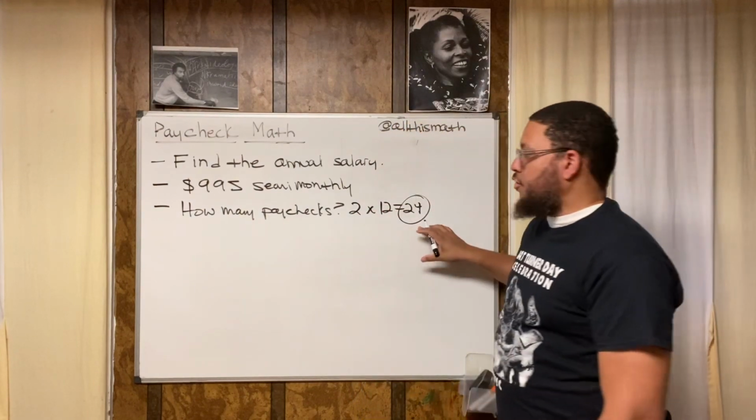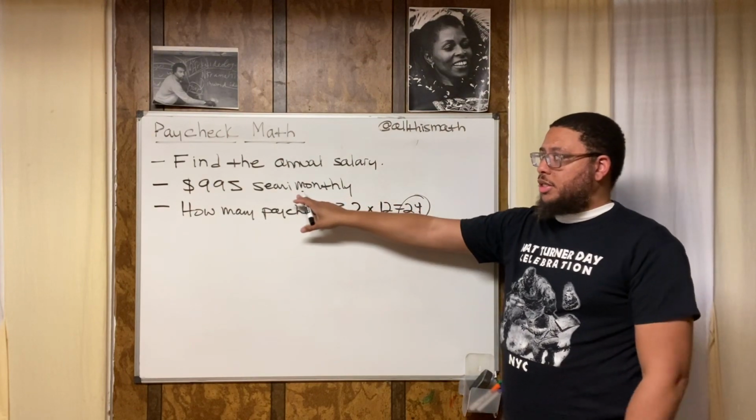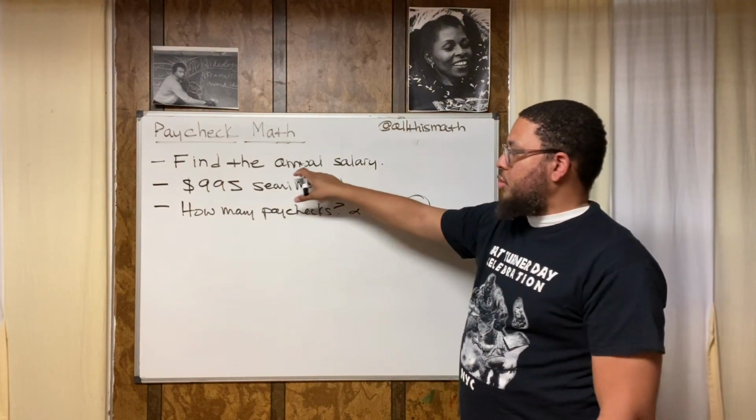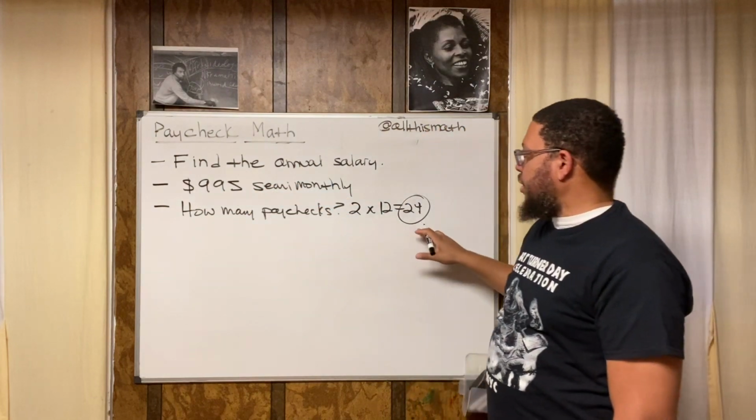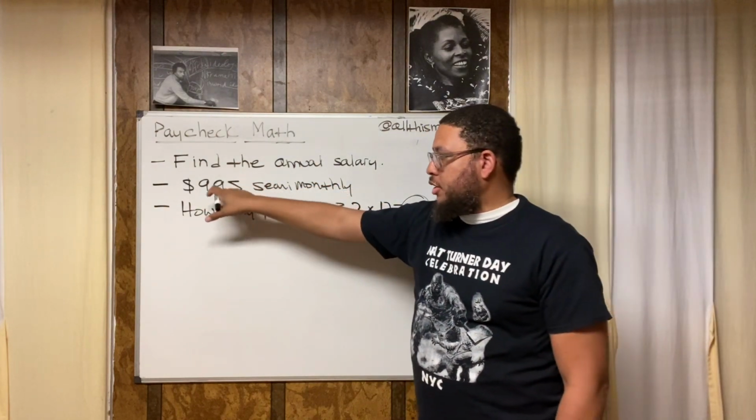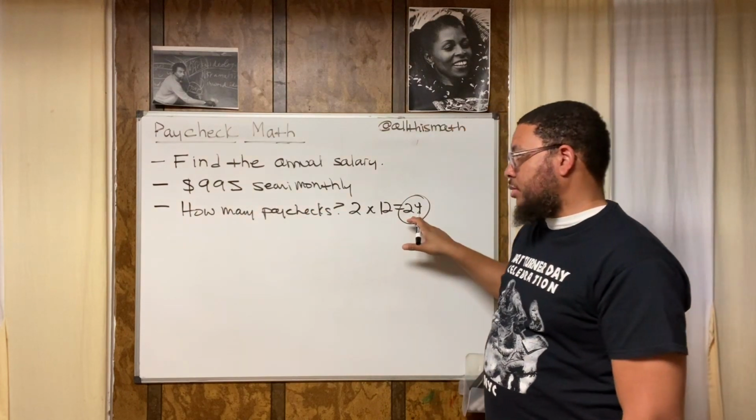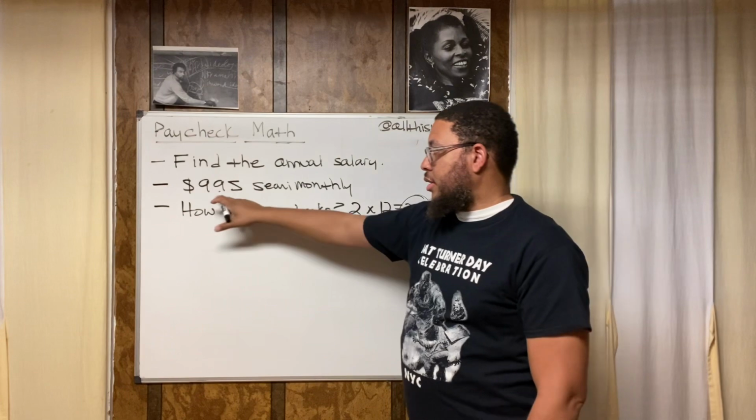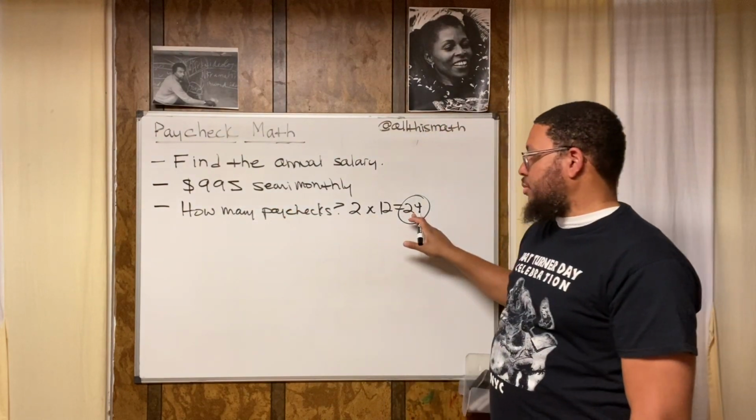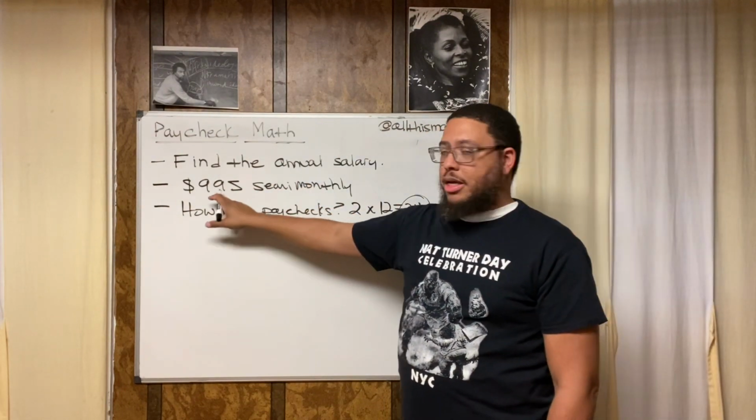So that means we're getting 24 paychecks. So this person is getting 24 paychecks. If we want to find the annual salary, meaning the total amount of money they make in a year, they're getting this much money 24 times.